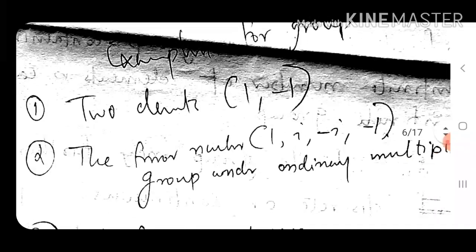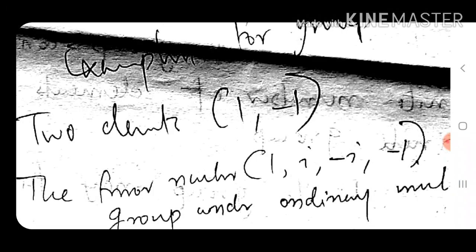Second, in this example, see this 1 is acting as the identity element. 1 is the identity element because if you multiply 1 with minus 1, you get the same element, minus 1. 1 with 1, you get 1. Okay, so 1 is the identity element.